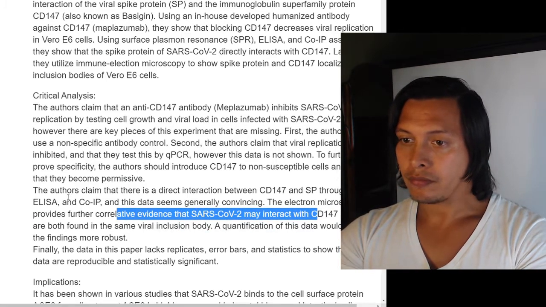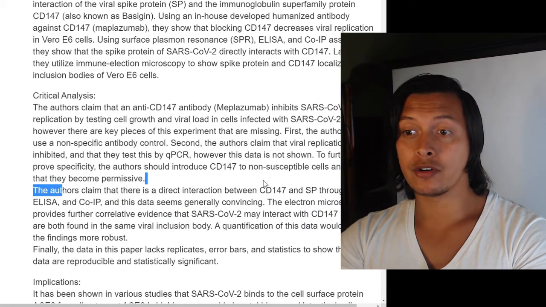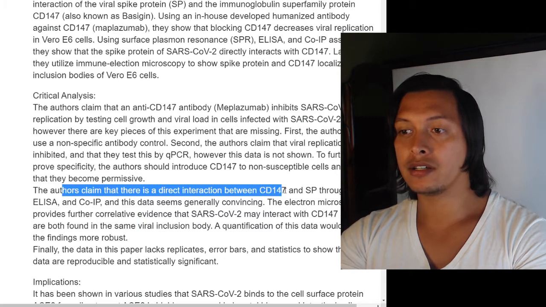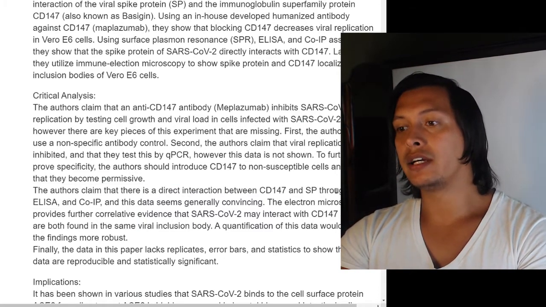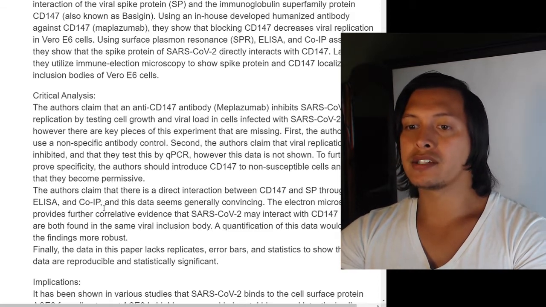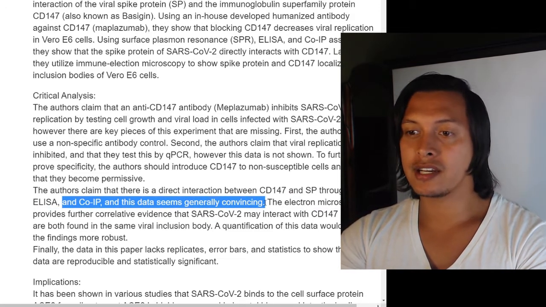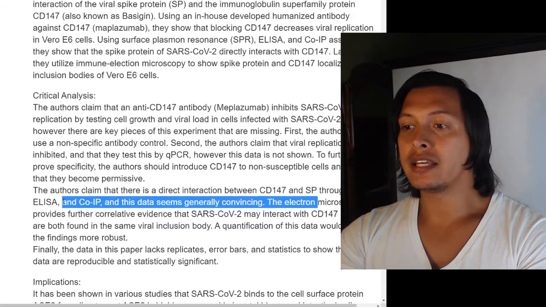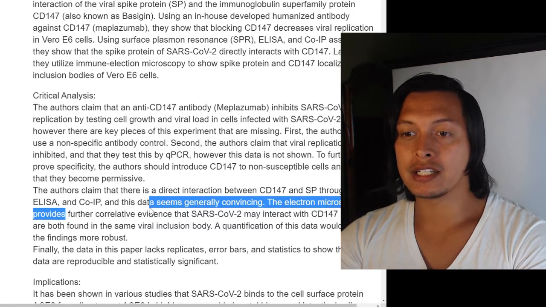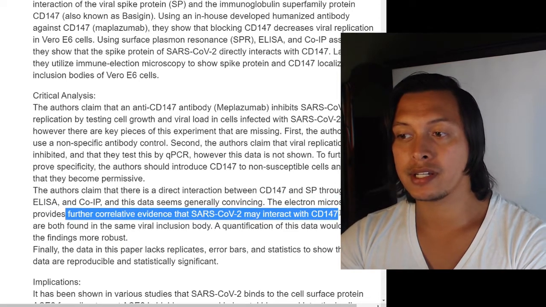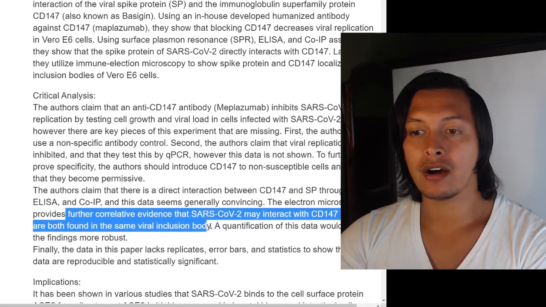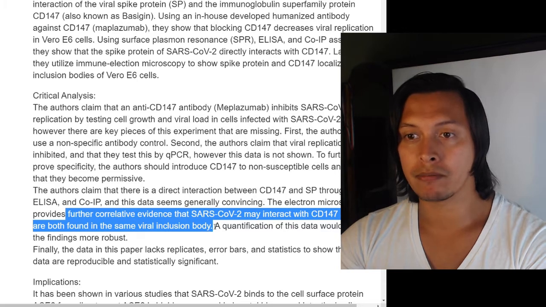The authors claim that there is a direct interaction between CD147 and the spike protein through plasmon resonance, ELISA, and co-immunoprecipitation, and this data seems generally convincing. The electron microscopy provides further correlative evidence that SARS-CoV-2 may interact with CD147, as they are both found in the same viral inclusion body.